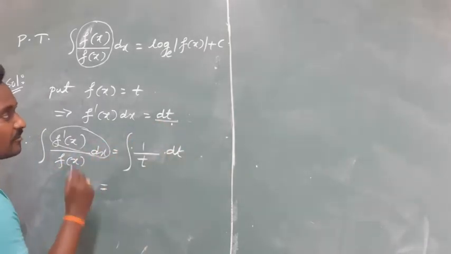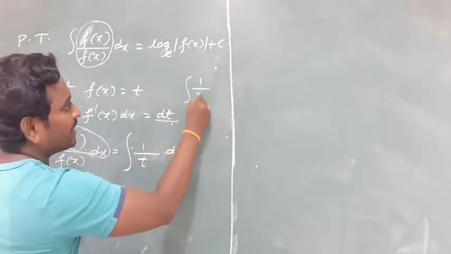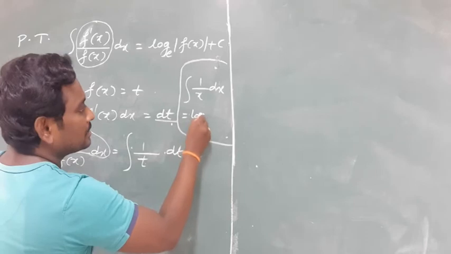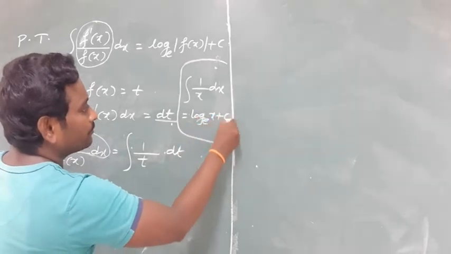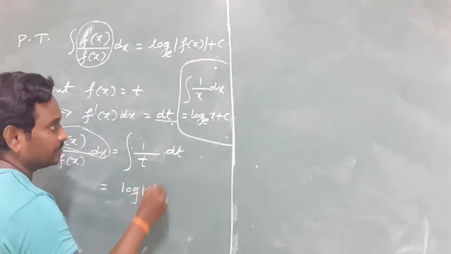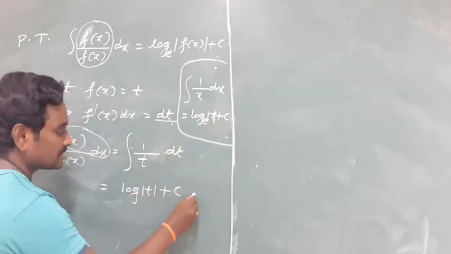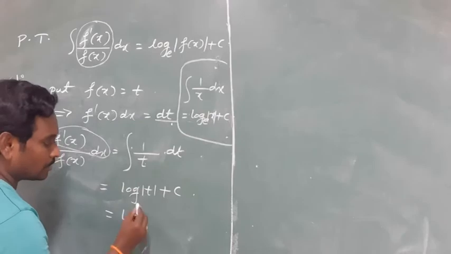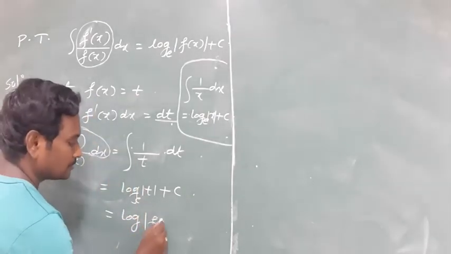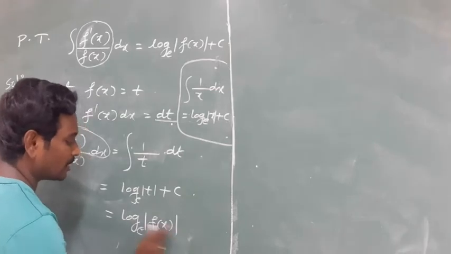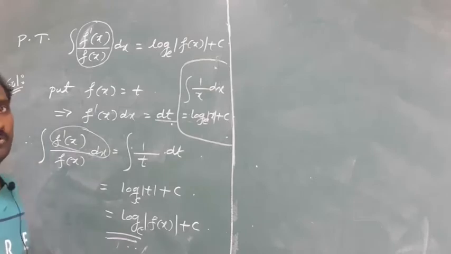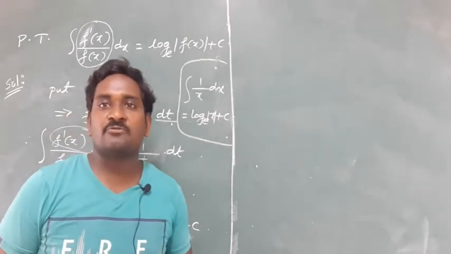Now what is integration of 1 by t? It is in the form of 1 by x dx. What is the integration of 1 by x? Log x to the base e plus c. So it becomes log mod t plus c, that is equal to log mod, what is t? Replace the value of t, which is f of x. Log mod f of x to the base e plus c. In this way we can get the proof. This is an advantageous formula.